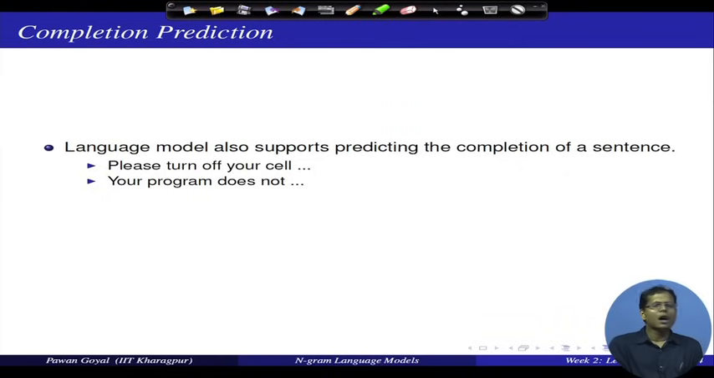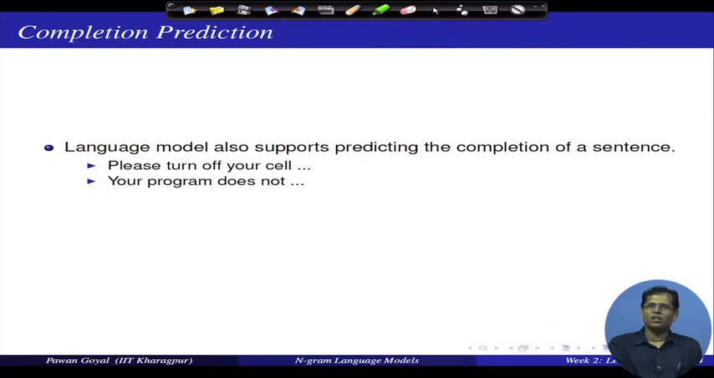Another possible application is in, say, Google search or other places, whenever you are trying to type something, they will predict what will be the next word. So whenever I'm saying, please turn off your cell, what will be the next one? You can predict probably phone: please turn off your cell phone. Not, say, your program does not probably compile or something. Given a sequence of words, how do I predict what is the next word that is going to come in this sentence? That is my auto-completion task.